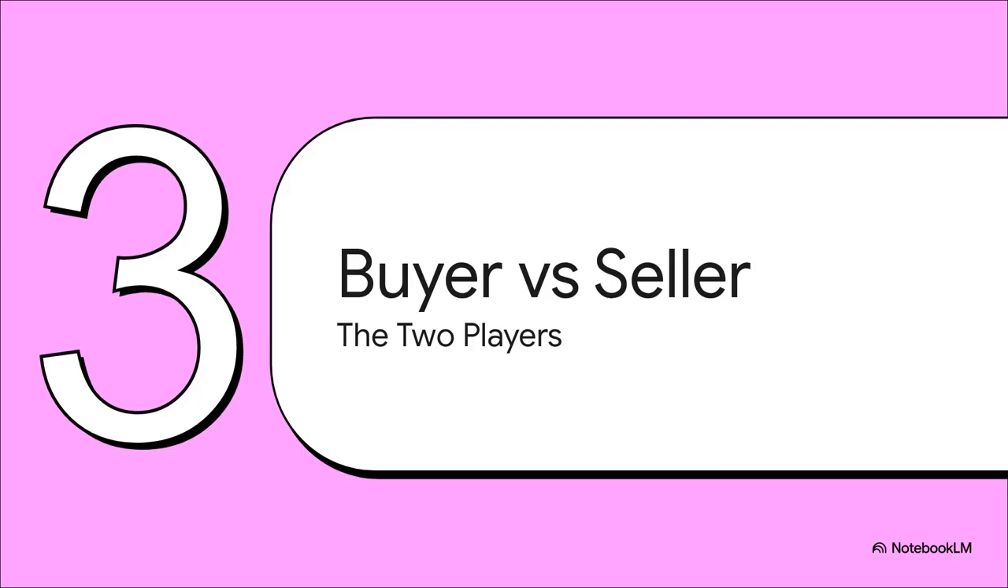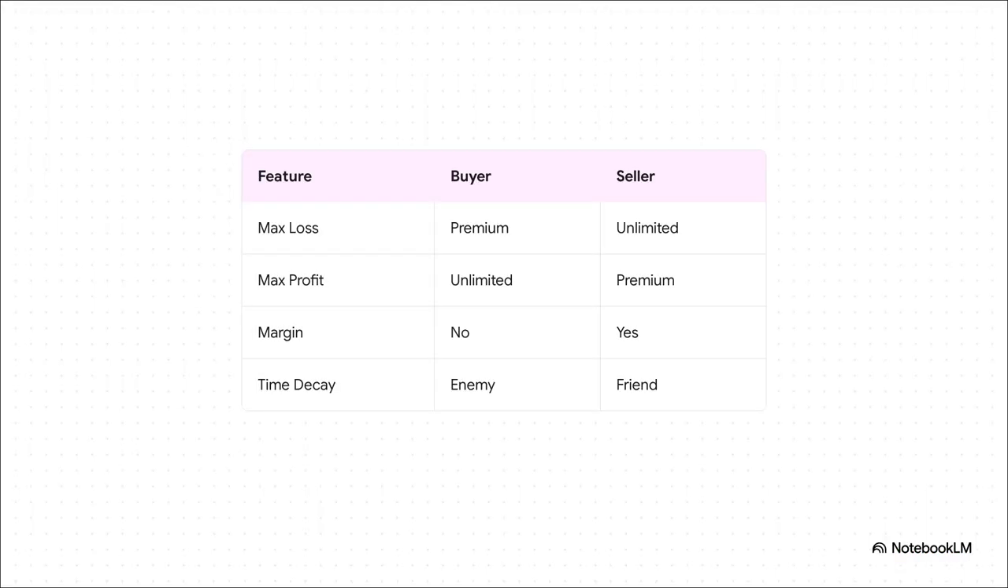All right, Section 3, option buyer versus seller, the two players. Let's look at the actual combatants stepping onto the field. The asymmetrical risk between these two roles is honestly staggering. The option buyer pays a small premium for a right. Their absolute maximum loss is just the premium they paid, but their maximum profit? Theoretically unlimited if the market just explodes.